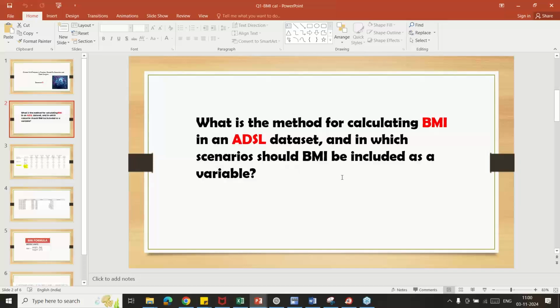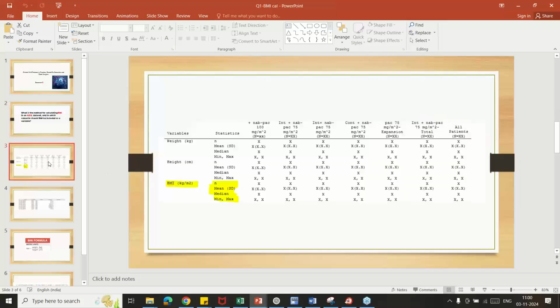They will ask you the question: what is the method for calculating the BMI in an ADSL dataset, and in which scenario should BMI be included as a variable? BMI is not always a variable to include in the dataset. When we have to use it and how to derive the BMI variable, we'll see in today's session. Whenever you see any project, you can open the mock shells and search with the BMI keyword. If any mock shell output contains BMI related information, that indicates that the BMI variable needs to be included in the dataset and we have to calculate it.